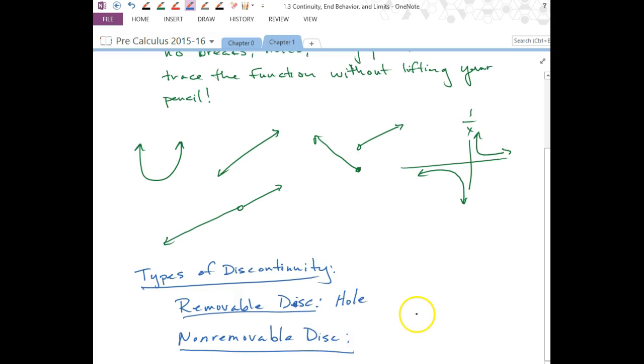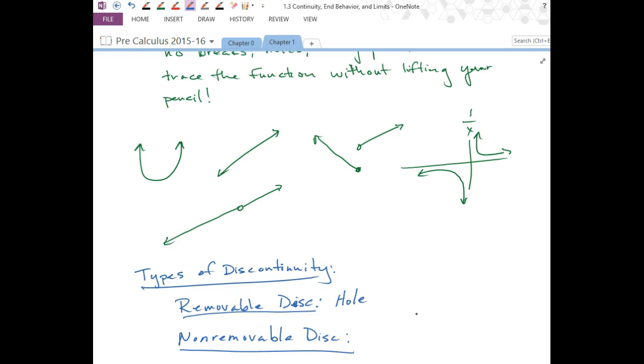Okay, so in non-removable, what's that? Hole? Yeah, that's what a hole, yeah. Like if I ask you what kind of discontinuity it is? What? No, that's the definition? Yeah. Hole, when you have a hole.